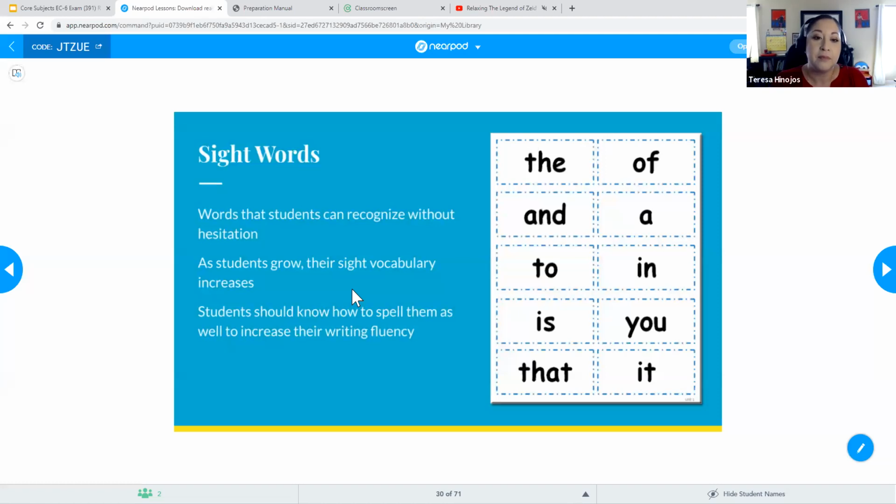They'll just learn them. And so when it comes to working with sight words, it's not only to have students be able to identify what they are, but it's also having students be able to spell them. So they should be able to do both of those things. And by doing that, we're also going to be working on their writing fluency. So it's not only them being able to read, but we're going to be able to have the students actually write quicker.